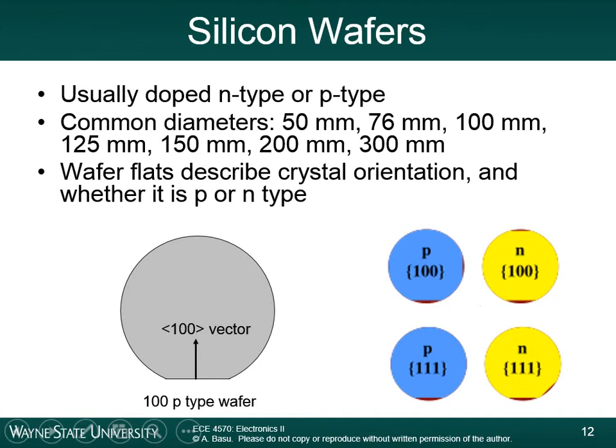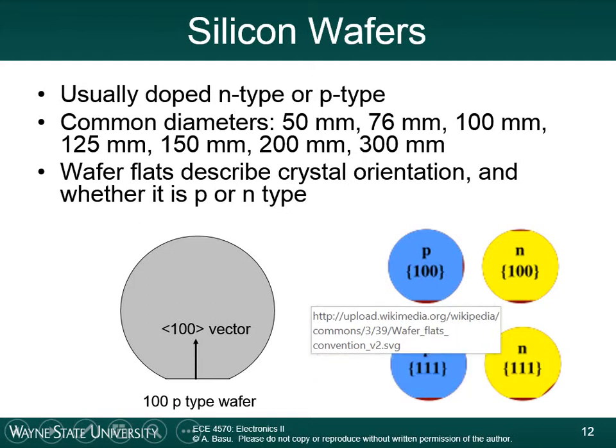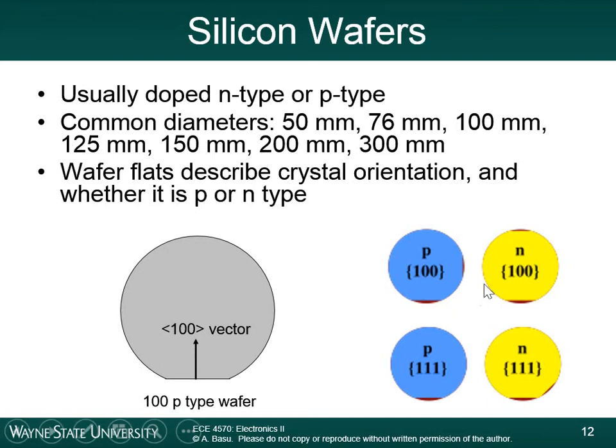So the different types of wafers: you can have P-type wafers and N-type wafers, which means what type of doping it is. You can also have wafers of different crystal orientation, 100, 110, and 111 wafers, and so on. Any questions on this? So the wafer flats describe the crystal orientation and whether it is P-type or N-type.